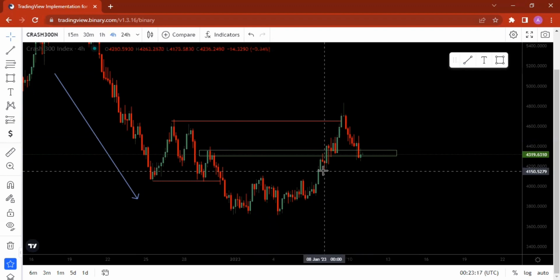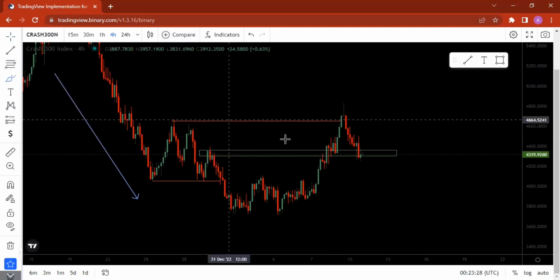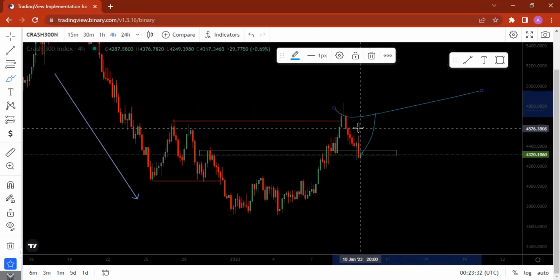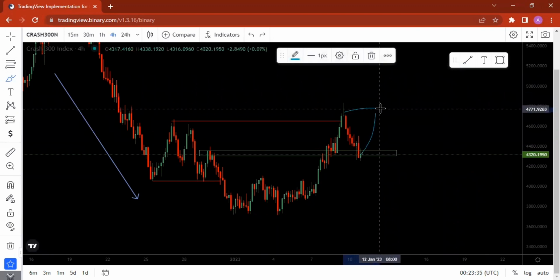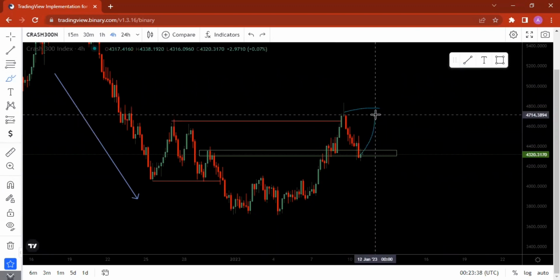I'm just going to use basic price action to explain this right here. Now, from this zone price is at now, it's very much possible that we will actually see price push up from here to maybe this high at least. It's very much possible, guys, that we'll see price push up and then possibly come to this high over here.